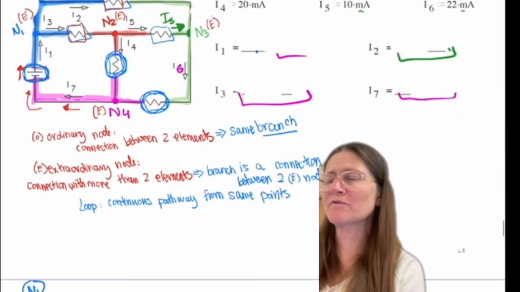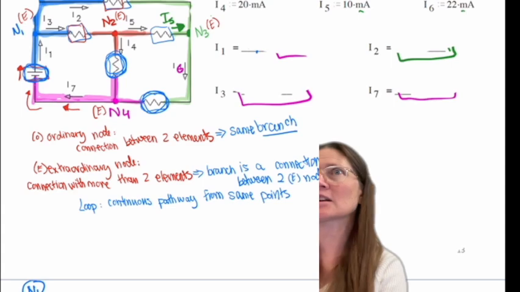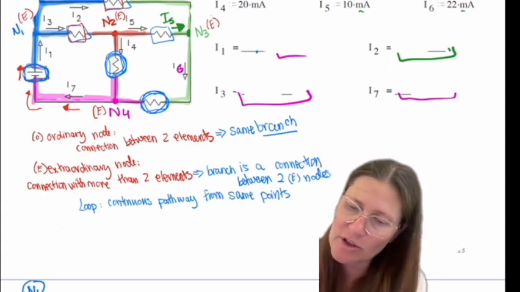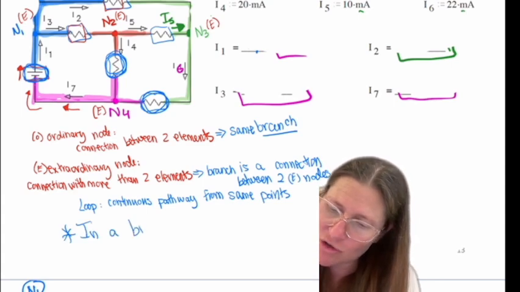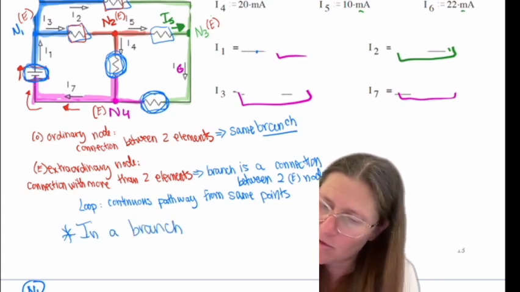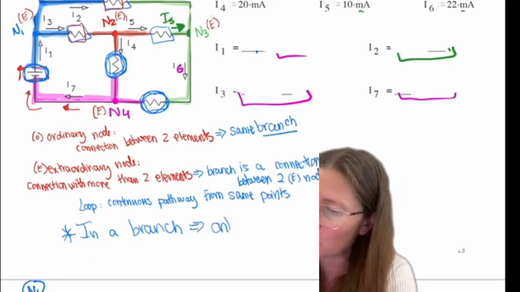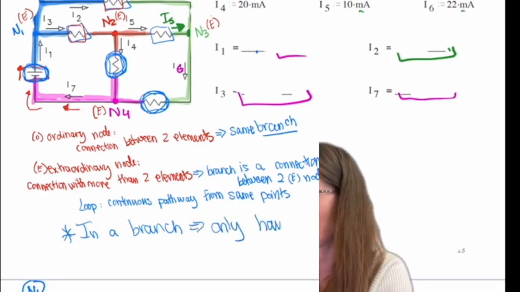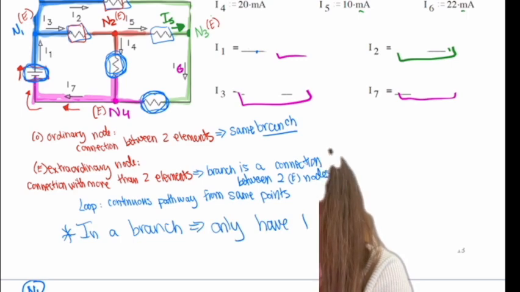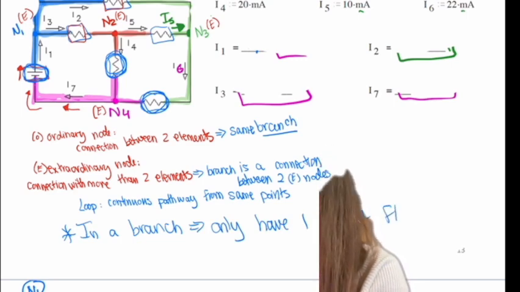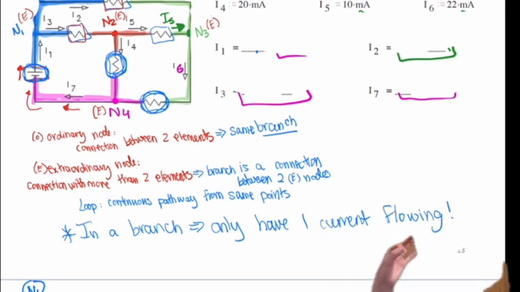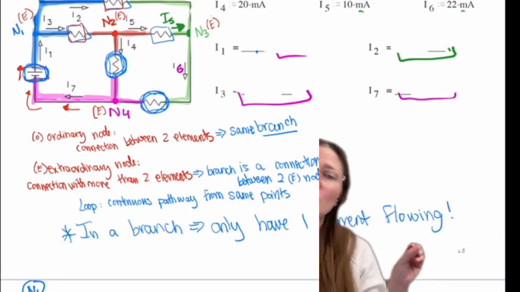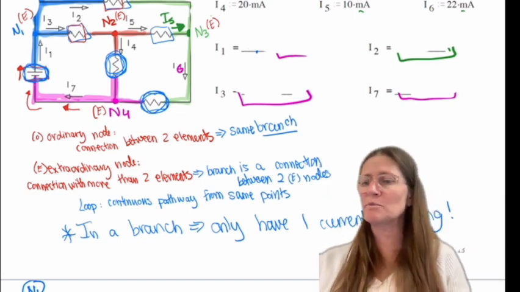The reason I'm defining these terms is that in a branch, and this is the most important part, you can only have one current. So that's the takeaway from these terms: in a branch, you can only have one current that flows between them.